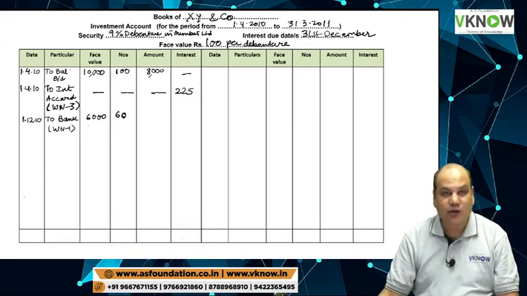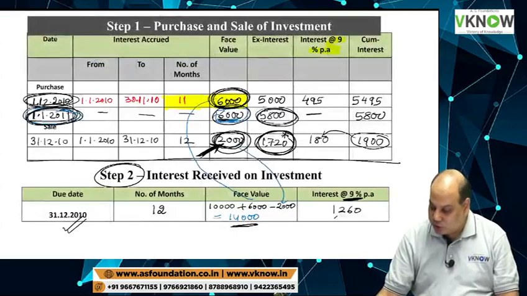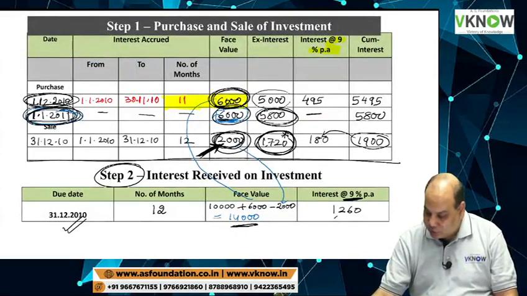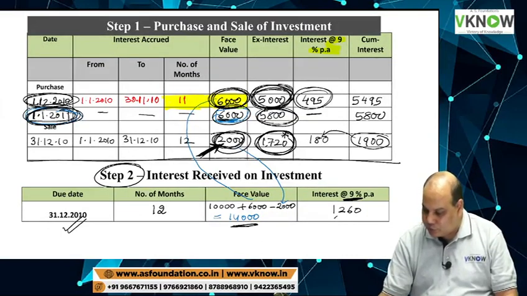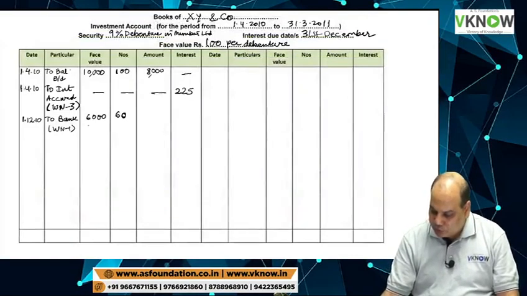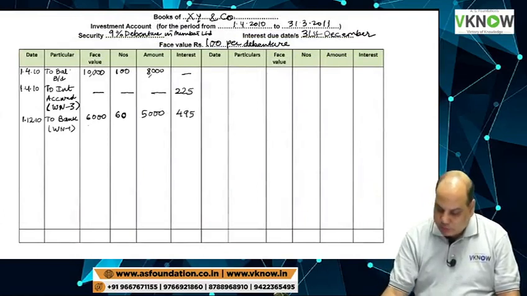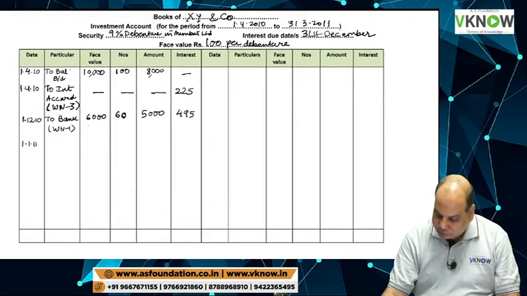And then amount will be ex interest amount. I will show you again. The ex interest amount is 5,000 rupees and the interest is 495. So you will always write here ex interest amount and here interest. 1/1/11 to bank, again working note 1.